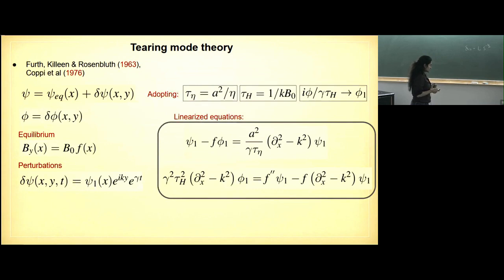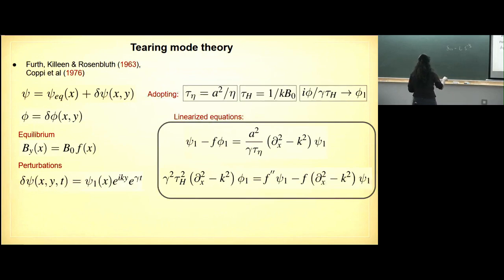The solution that I'm looking for has perturbations of this form. There is psi 1 of x, and then there is a mode which is growing in y, and the growth rate is given by gamma. And these are the linearized equations from the equations that I showed you previously. The important definitions here, which I use to restructure the equations, are the following. There is tau eta, which is the resistive time scale.